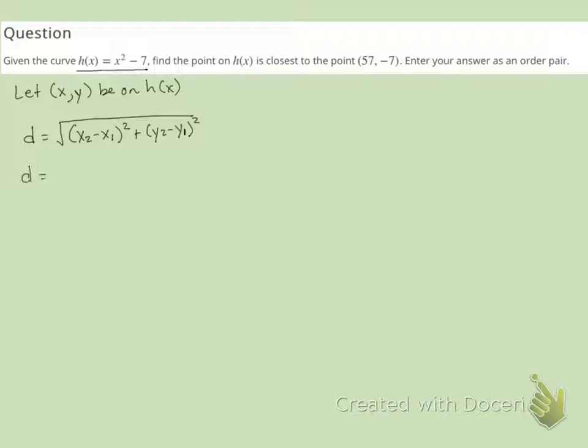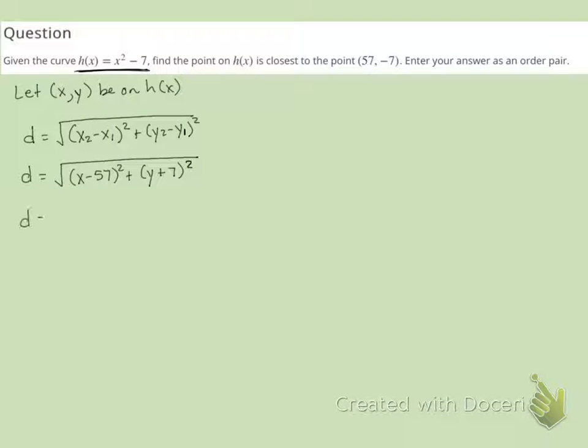And so using our 2 points, we have the point x comma y and 57 comma negative 7. We can write this as x minus 57 squared plus y minus a negative 7 squared, so it'll be y plus 7 squared. But now I need to express the distance between these 2 points in just one variable. But I know that y is the same as x squared minus 7 because that's what I'm told.